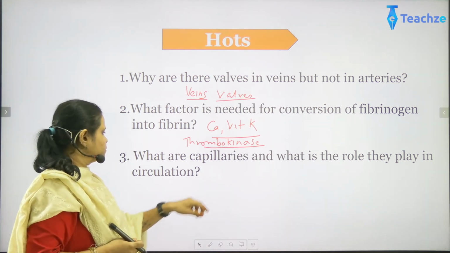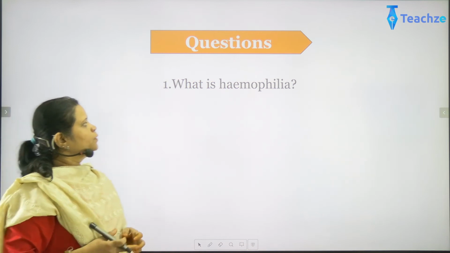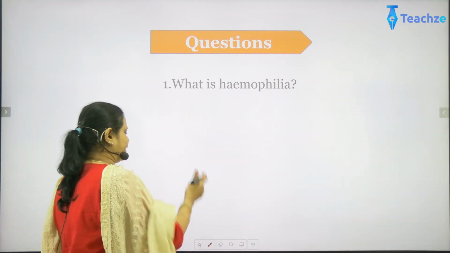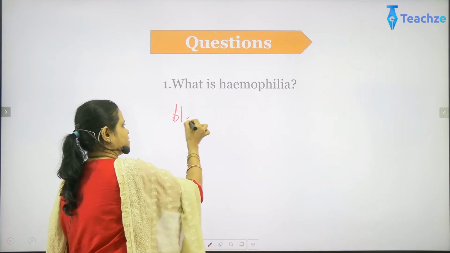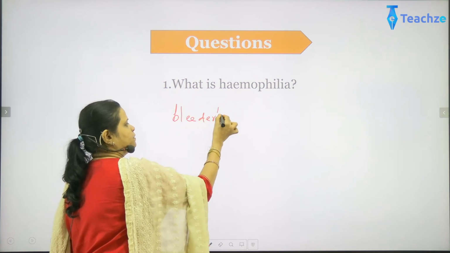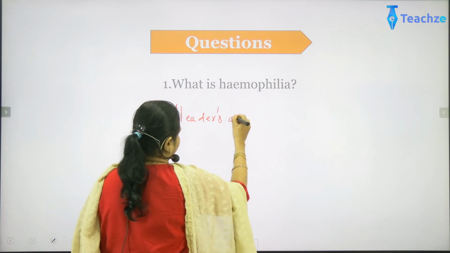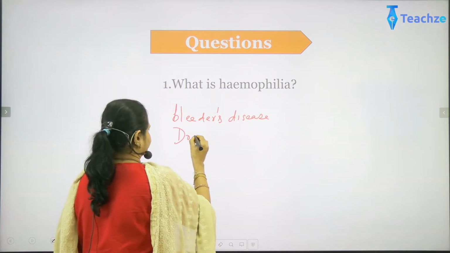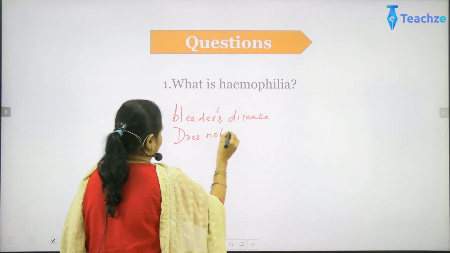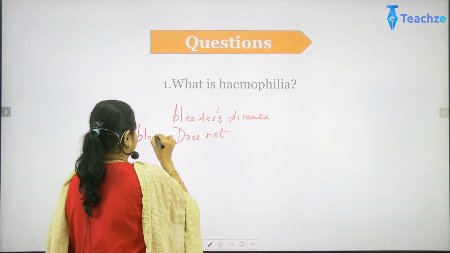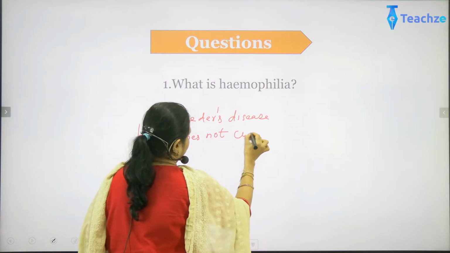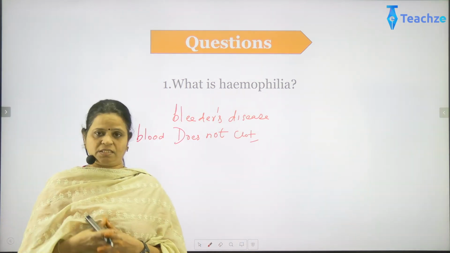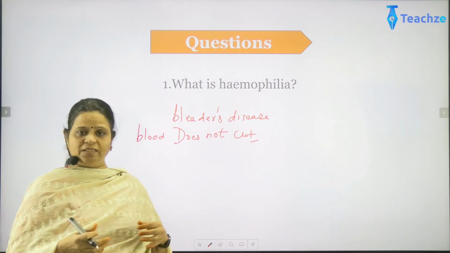Now coming to a few more questions. What is hemophilia? Hemophilia is otherwise called the bleeder's disease. We have taken this. Bleeder's disease happens because there are no clotting factors and the blood does not clot. That is what happens in hemophilia, and this is a special kind of genetic disease also. It runs in the family.